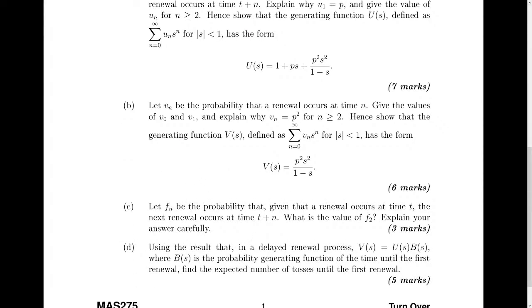Next, let Fn be the probability that, given there's a renewal at time t, the next one is at time t plus n. The question is just, what is the value of f2? This one you just need to think about a little bit. You have 2 heads in a row at t minus 1 and t. And what's the probability that there's a renewal at t plus 2?